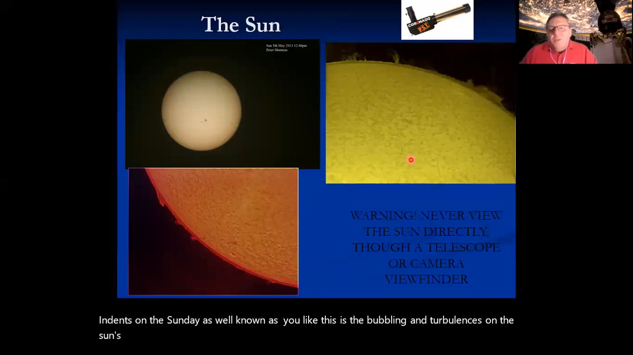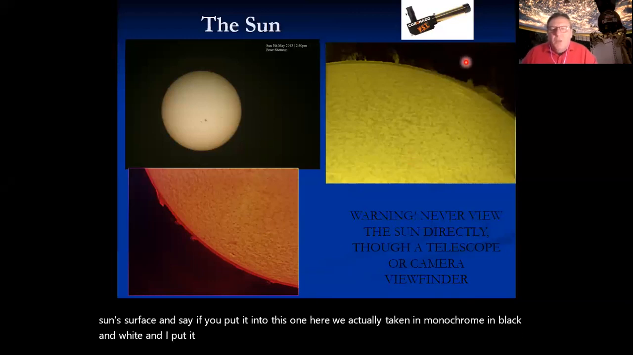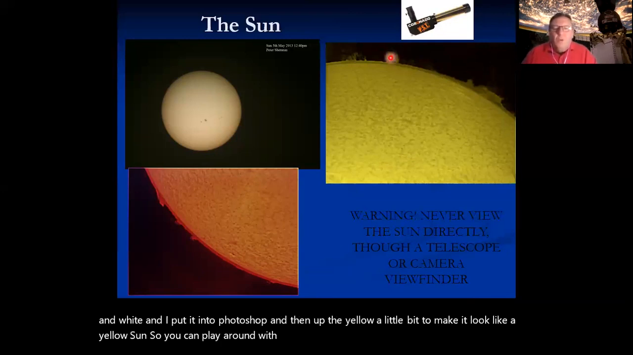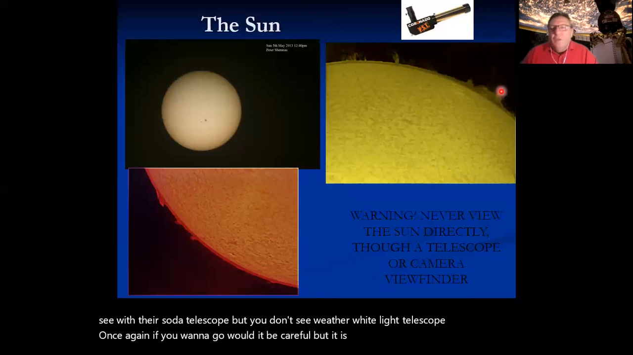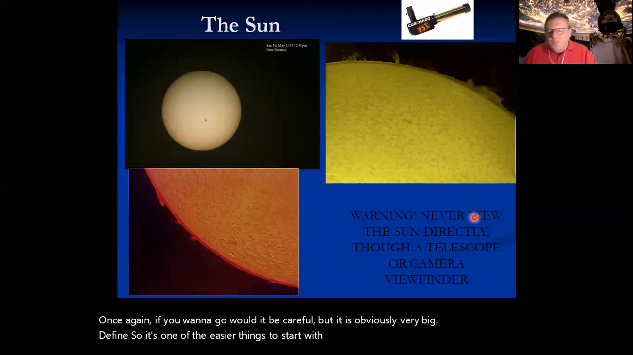This one here was actually taken in monochrome, in black and white. I put it into Photoshop and then upped the yellow a little bit to make it look like a yellow sun. So you can play around with it. But once again, you get these wonderful prominences you can see with a solar telescope that you don't see with a white light telescope. So if you want to have a go with it, be careful. But it is obviously very big and easy to find, so it's one of the easier things to start with. But I would suggest starting with the moon first.